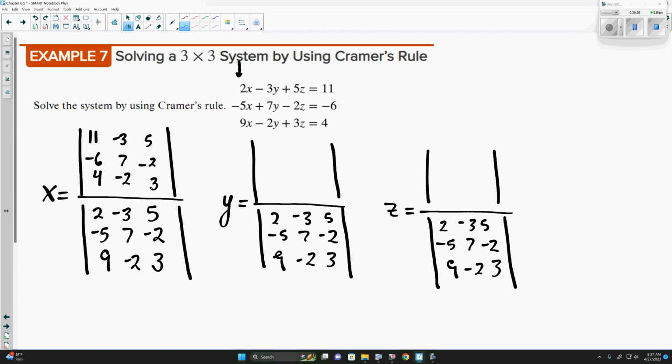For y, well, our first column is going to go back to 2, negative 5, 9. However, the middle column with y is going to change to 11, negative 6, 4. And the z values will stay the same. And lastly, with z, well, our first column is still going to be 2, negative 5, 9. The middle column is going to be negative 3, 7, negative 2. But the last column is going to be changed to what it is equal to.